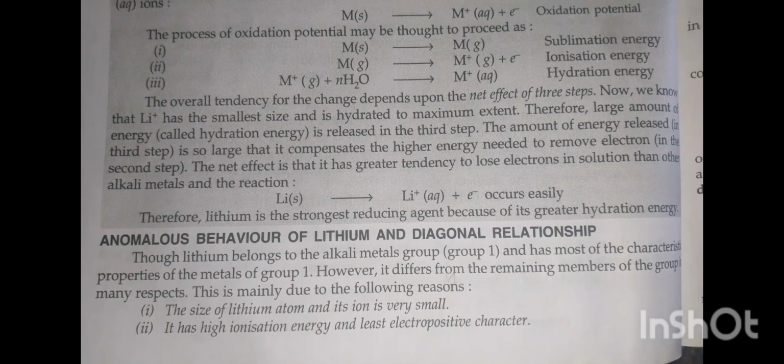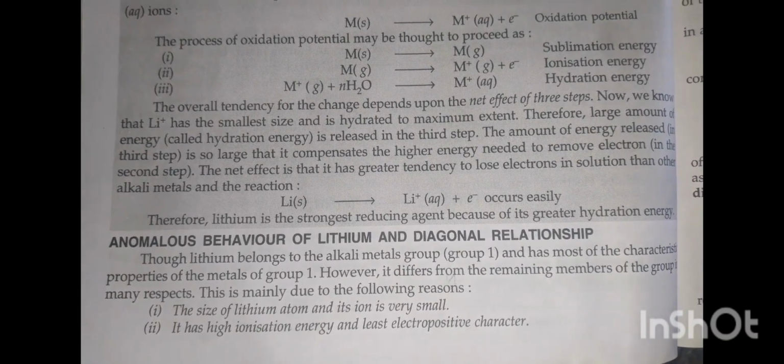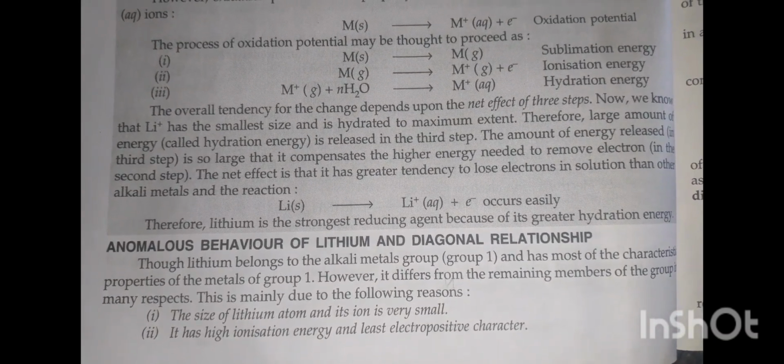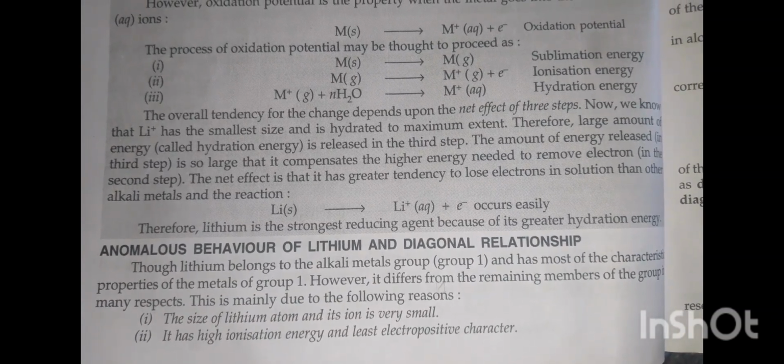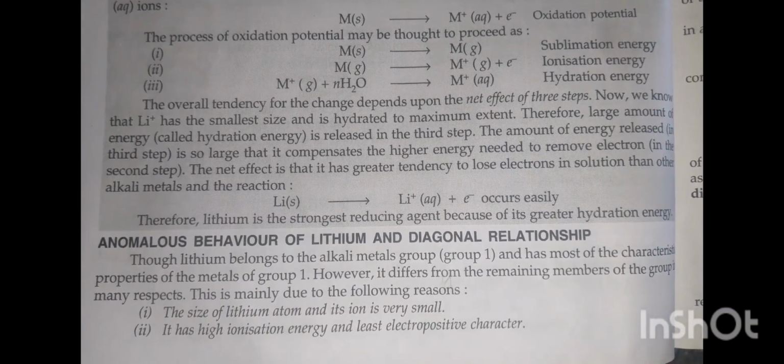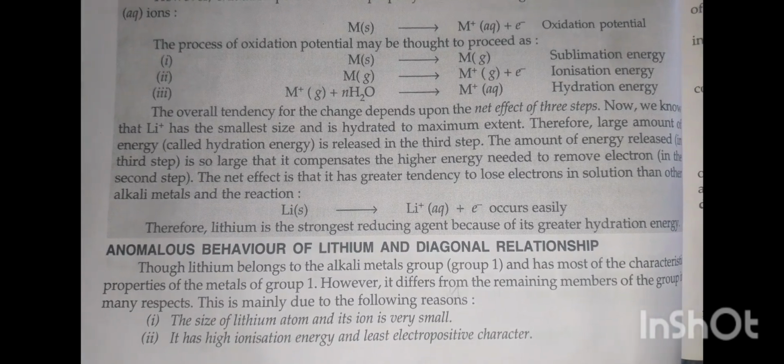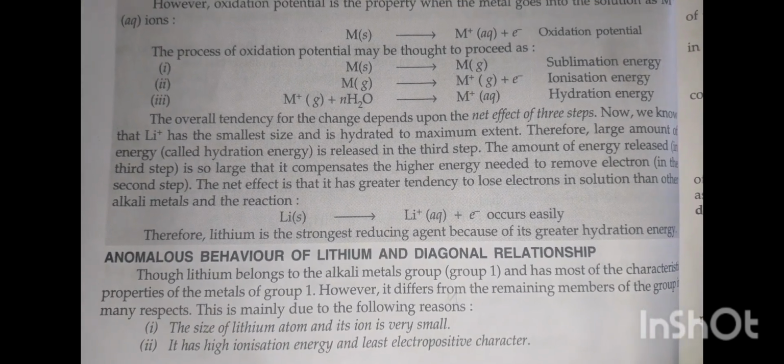The next is anomalous behavior of lithium and diagonal relationship. Though lithium belongs to the alkali metals group 1 and has most of the characteristic properties of the metals of group 1, however it differs from the remaining members of the group in many respects. It is mainly due to the following reasons.